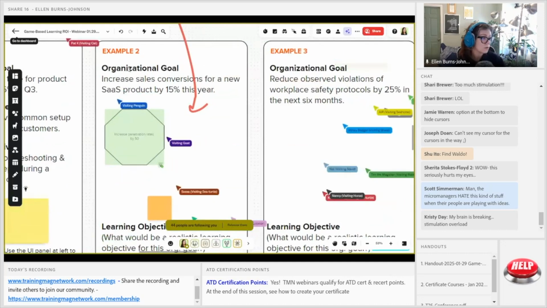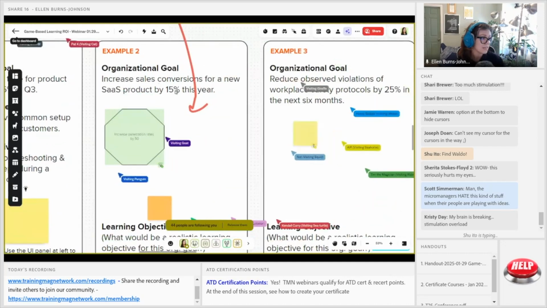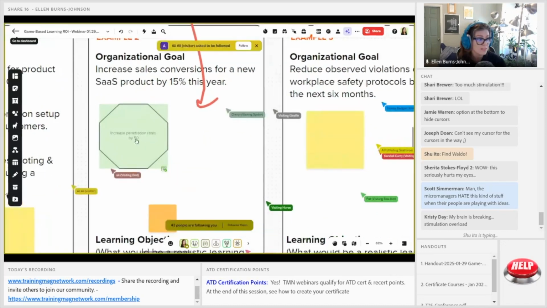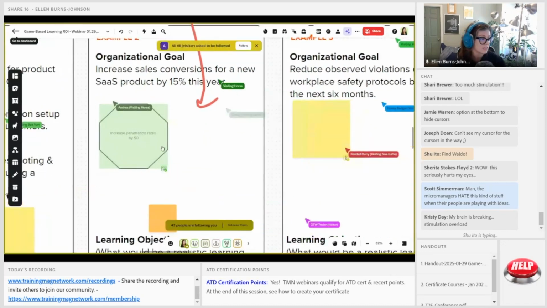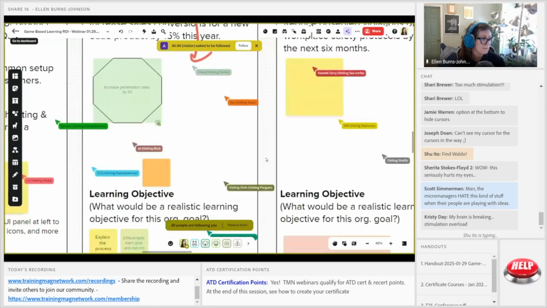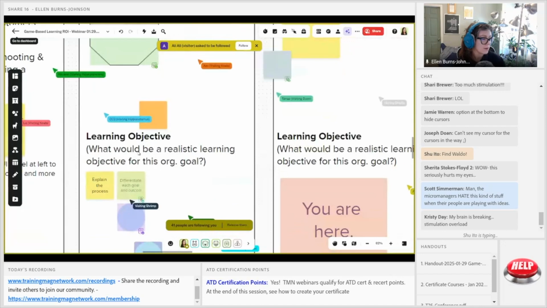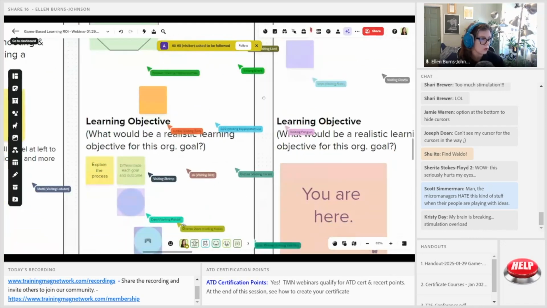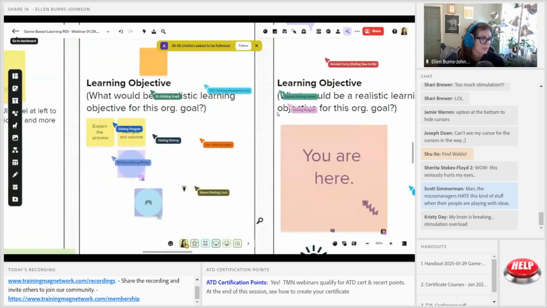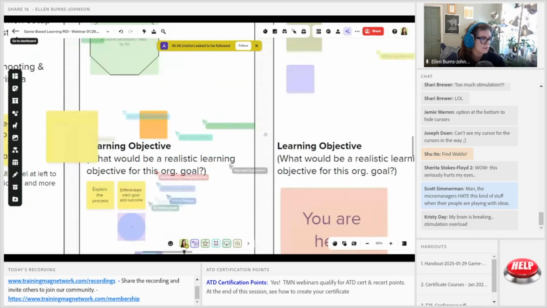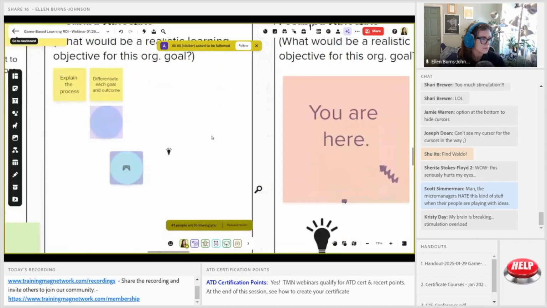Okay, so organizational goal: increase sales conversions for a new SaaS product by 15% this year. You might also see something like increased penetration rates. I think that's a really good example of something similar. Scrolling down here, what kind of learning objective would be realistic to align with that organizational goal? We've got differentiate, okay, explain the process. Interesting, okay. Very good.